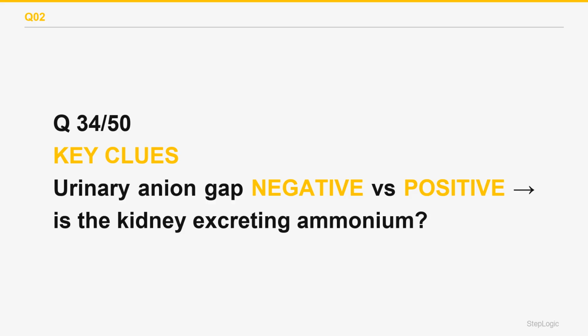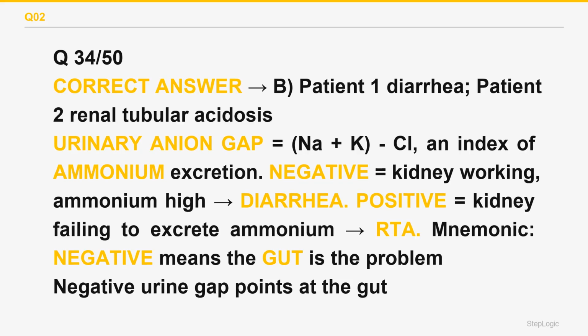gap becomes negative. That is the appropriate response, and it points to an external cause of the acidosis, namely gastrointestinal bicarbonate loss from diarrhea. A positive gap means ammonium excretion has failed, indicating renal tubular acidosis, so choice A inverts the rule. The correct answer is B.